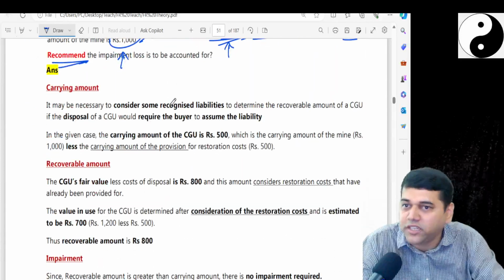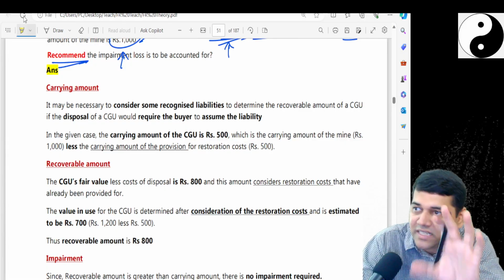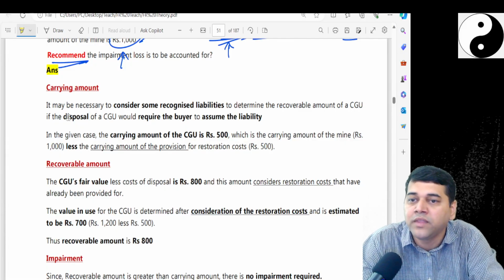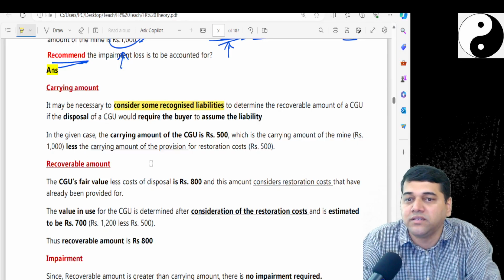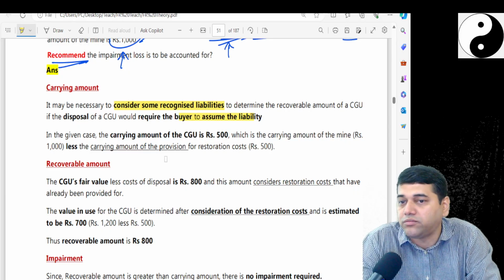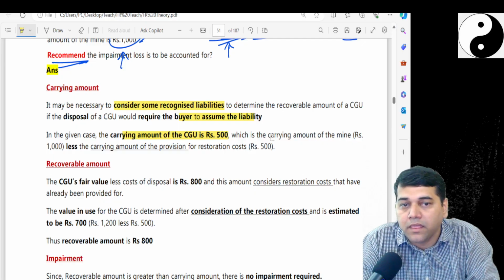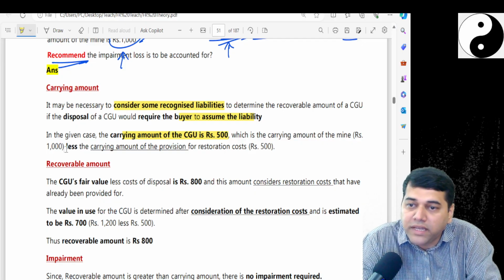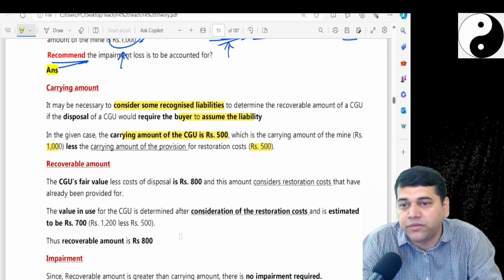So this is the theory. To write it I have given in a very nice format, so that just writing this is more than sufficient for your exam. It may be necessary to consider some of the recognized liabilities where the buyer is going to assume. So in the given case, carrying amount of such liability is 500. So you have to minus it from 1000. So restoration cost book value becomes 500.